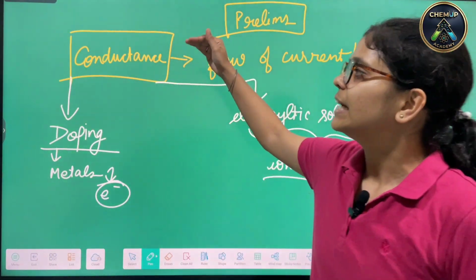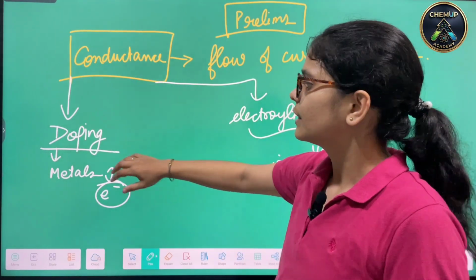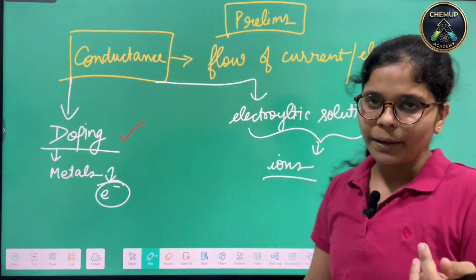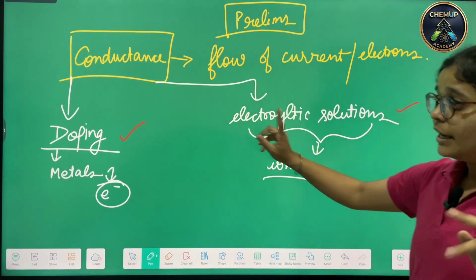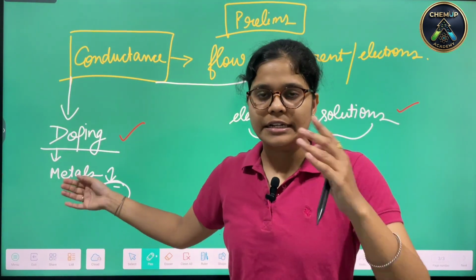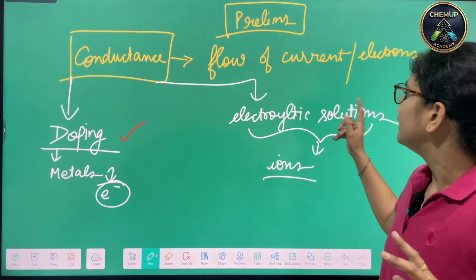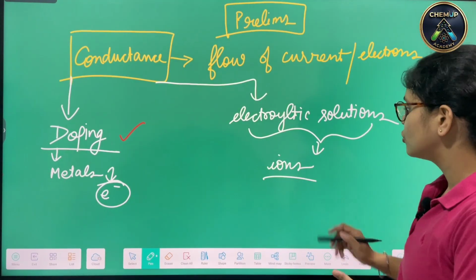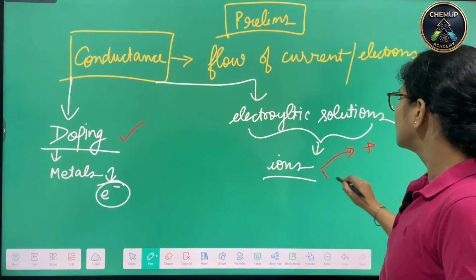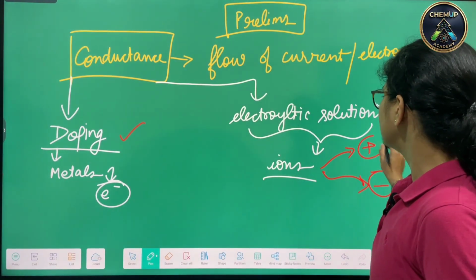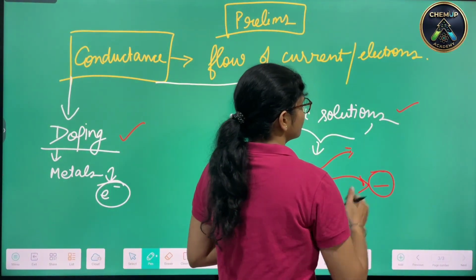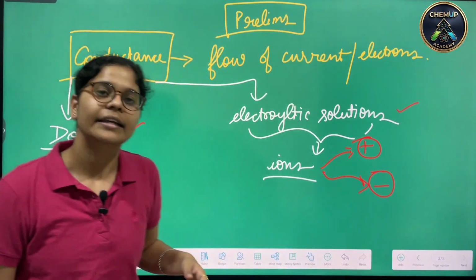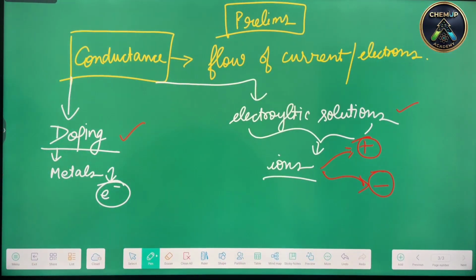That is, conductivity आती कहाँ से, conductance हो कैसे सकता है. First method is your doping. Another one is electrolytic solutions. In doping, the metals are used which are releasing electrons, and here in electrolytic solutions we have ions. Also, ions could be your cations or ions could be your anions. So these are basically the two types of ions that could be used, the cations and the anions. So this is the whole introduction.